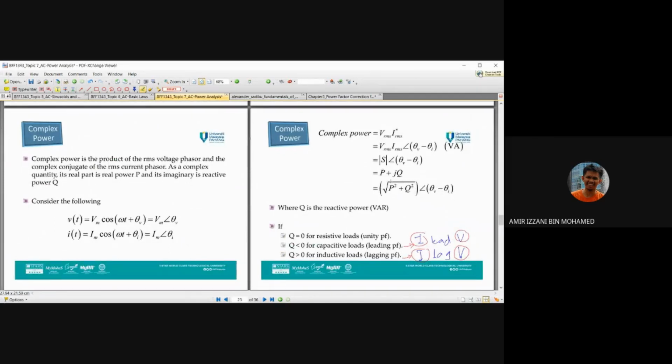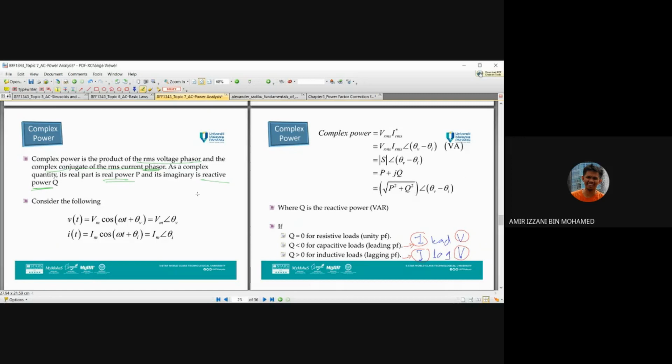Now let's take a look at complex power. It is a product of the RMS voltage phasor and the complex conjugate of the RMS current phasor. As a complex quantity, its real part is real power and its imaginary part is imaginary power or reactive power. Okay, it's not the power that does the real work.